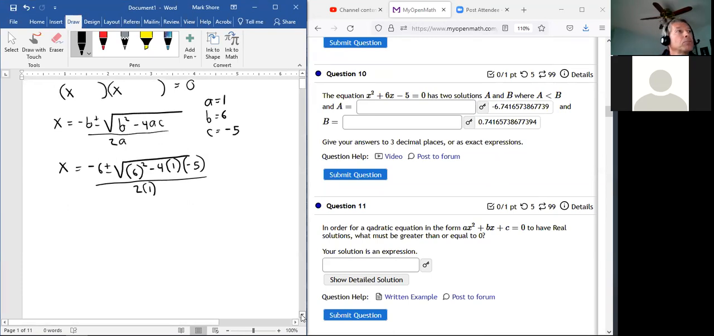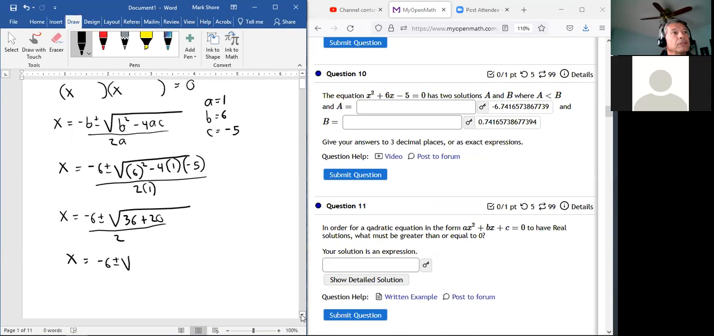And at this point, we get x equals -6 plus or minus the square root of 6 squared, which is 36, and negative 4 times 1 times negative 5 is 20. See, the two negatives make it a positive right there. And all that's over 2. And we clean it up one more time. That's negative 6 plus or minus the square root of 56, since 20 plus 36 is 56, over 2.